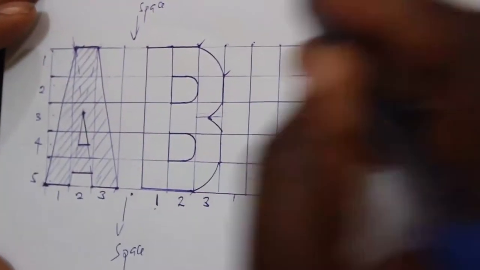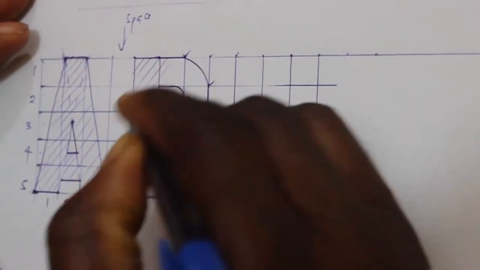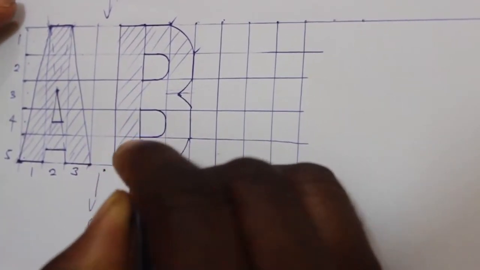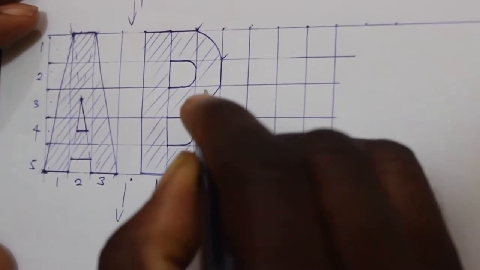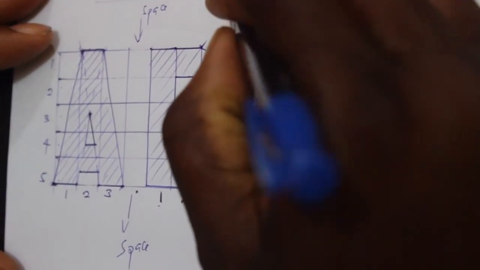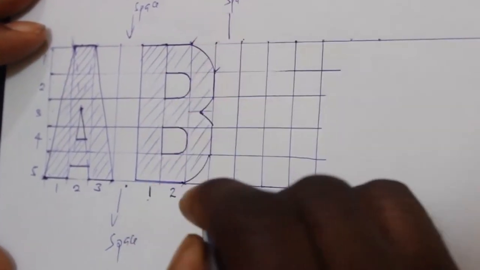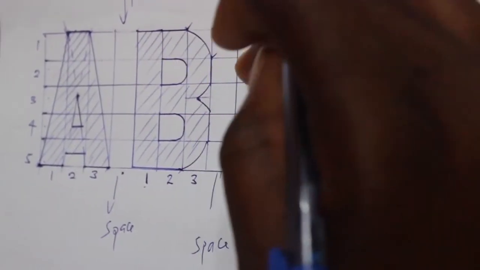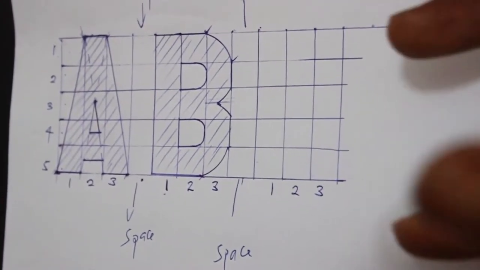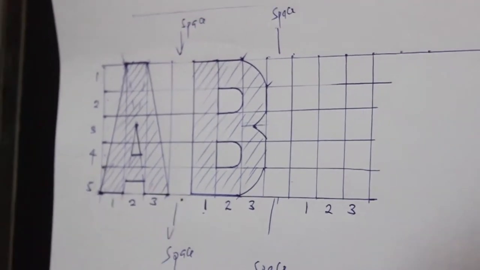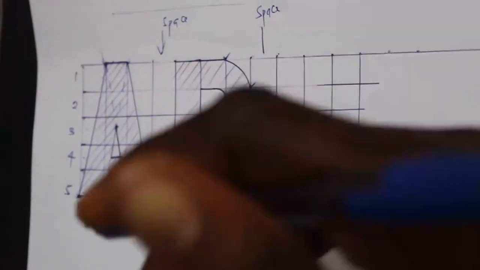Alright, so that is alphabet B. So we shade it so that it will stand out from the construction lines. So we have left another space here. That's a space here. That's a space. If you don't leave, or if you don't observe that gap, it means that the next alphabet will be joined to the second alphabet. And when that is done, it means that it will be wrong. So make sure you leave a space in between each of the alphabet.